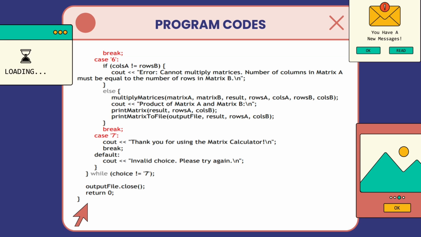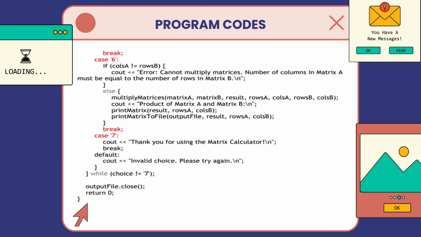So next, in case 6, if columns for matrix A is not equal to rows for matrix B, it will output the error. Error cannot multiply matrices. The number of columns in matrix A must be equal to the number of rows in matrix B. Else, if the columns of matrix A are equal to the rows in matrix B, it will multiply matrix A with matrix B, and it will output the product of the matrix and print the result after multiplication of the matrix.